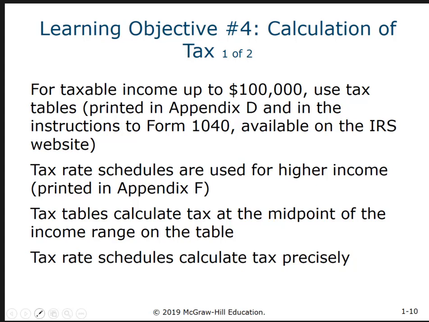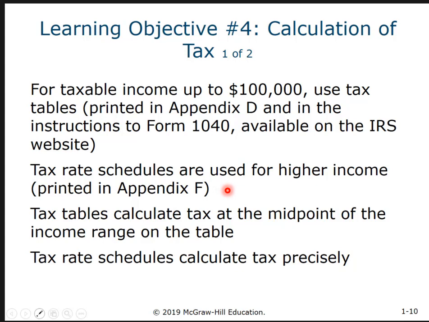Now, rather than calculating taxes, for taxable income up to $100,000 you can use the tax tables. In fact, you are technically required to use the tax tables to calculate the tax. With the tax tables, you need to know some information. You need to know your filing status and your taxable income. And if you know those things, then you can look up how much tax is owed. It considers all the different tax brackets and so forth. It's a little bit of an estimate based on the midpoint.